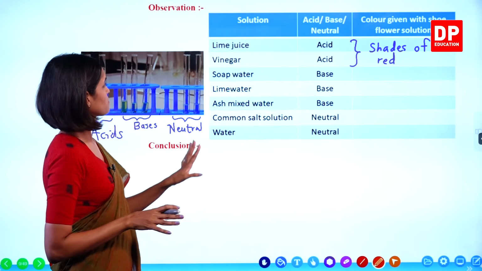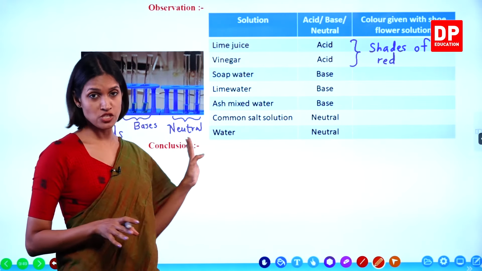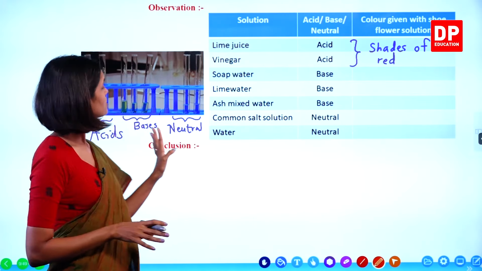What about the bases? We used soap water, lime water and ash mixed water. What was the color given? We didn't see the same green color in all three test tubes. However, all three test tubes gave a kind of green color. It means shades of green. So when we add the shoe flower boiled water to bases, what happens, children? It turns into green color. Because all three greens are not exactly the same. I will write it just like before, shades of green.